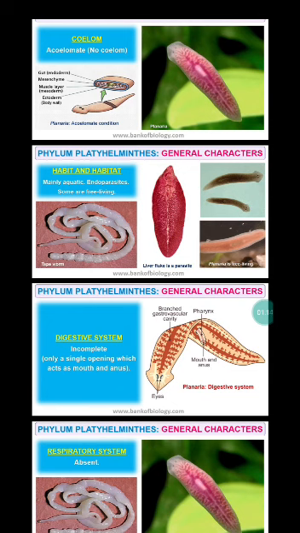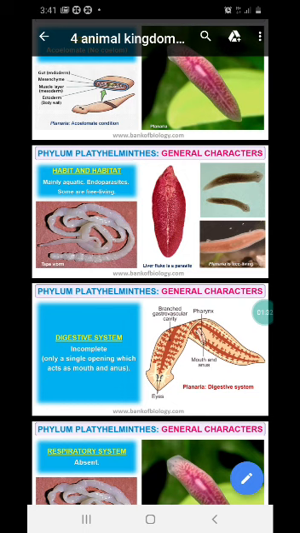They have an incomplete digestive system, which means they have only one opening, which serves as the mouth as well as the anal opening for them. The respiratory system is also absent. Children, these are endoparasites, so they absorb already digested food from the host, so there is no need of a digestive system, and many other systems are also absent in them.